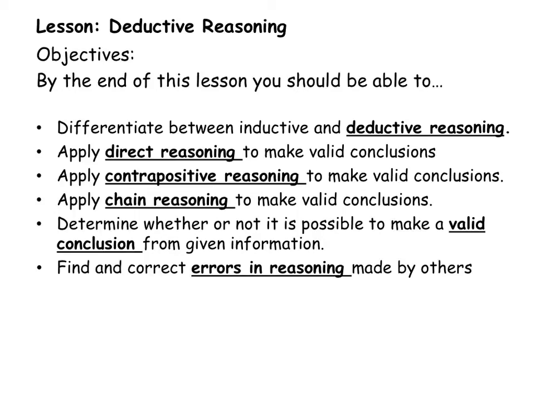Today's lesson is on deductive reasoning. By the end of this lesson, you should be able to differentiate between inductive and deductive reasoning, apply deductive reasoning to make valid conclusions, apply contrapositive reasoning to make valid conclusions, apply chain reasoning to make valid conclusions, and determine whether or not it is possible to make a valid conclusion from given information. Lastly, we will make sure that we can find errors in reasoning made by others that might not follow the laws of logic.